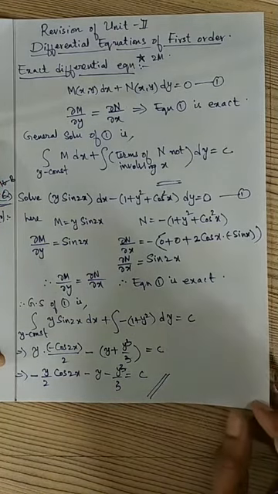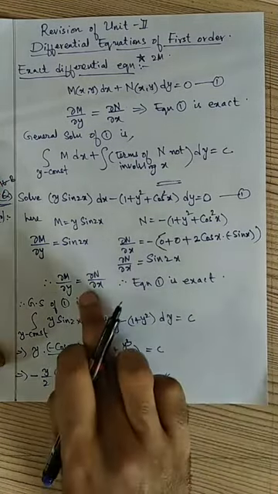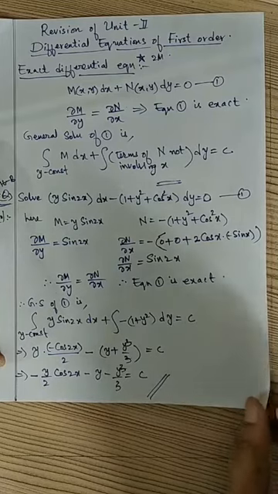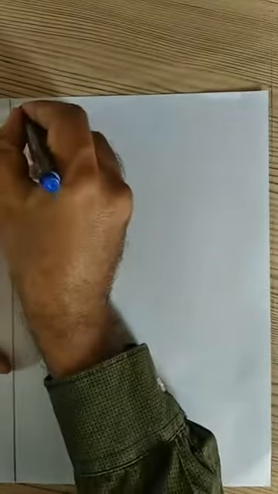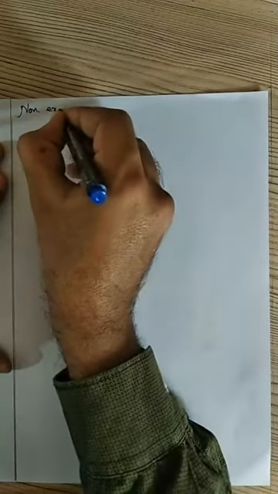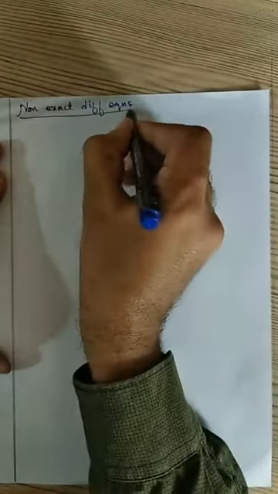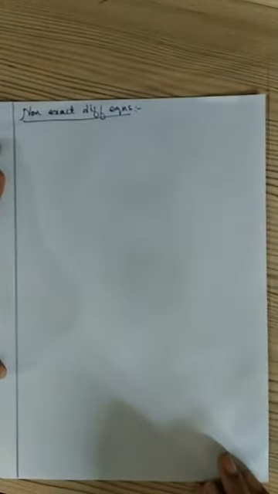Right, we'll go for the next topic, that is non-exact differential equation. If this condition fails, then we say that the given differential equation is non-exact. Now we'll see non-exact differential equations, or we can also call it equations reducible to exact. So these equations can be reduced to exact by using the integrating factor.